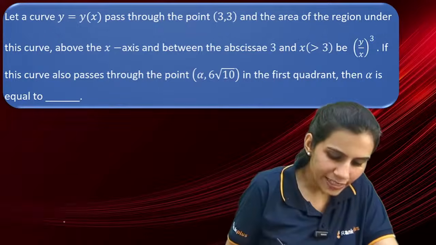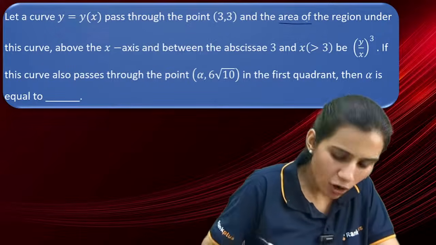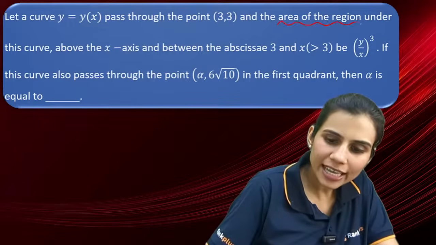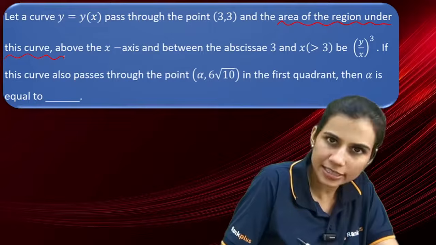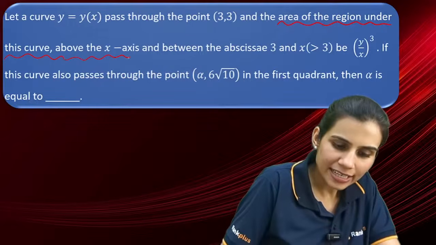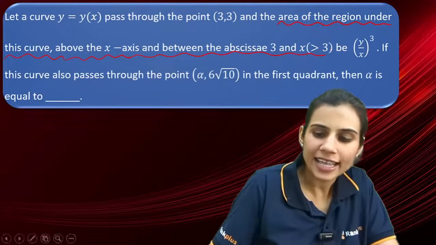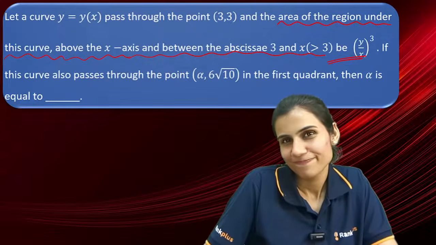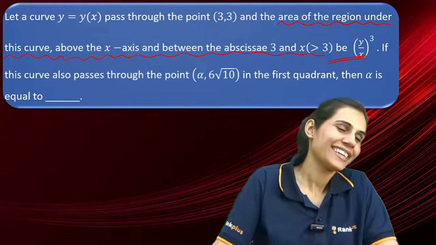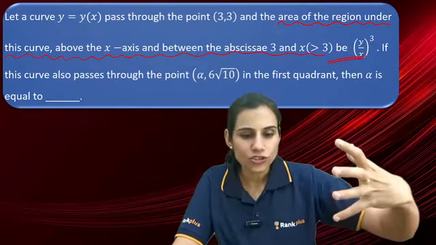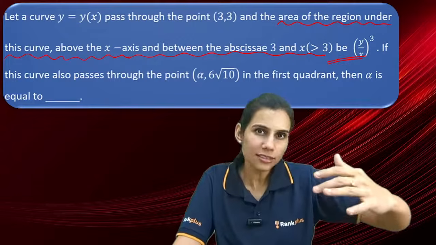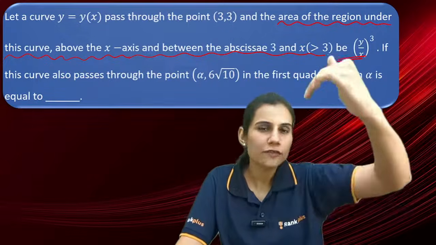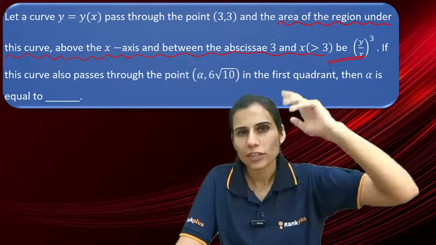This statement is where I want to stop. Area of the region. Guys, please take a moment to appreciate the language. Area of the region under this curve above the x-axis between 3 and x is given to you. What does this mean? Area of the region under the function above the x-axis. That means the graph is drawn in the first quadrant. Let's say it's drawn in the first quadrant.